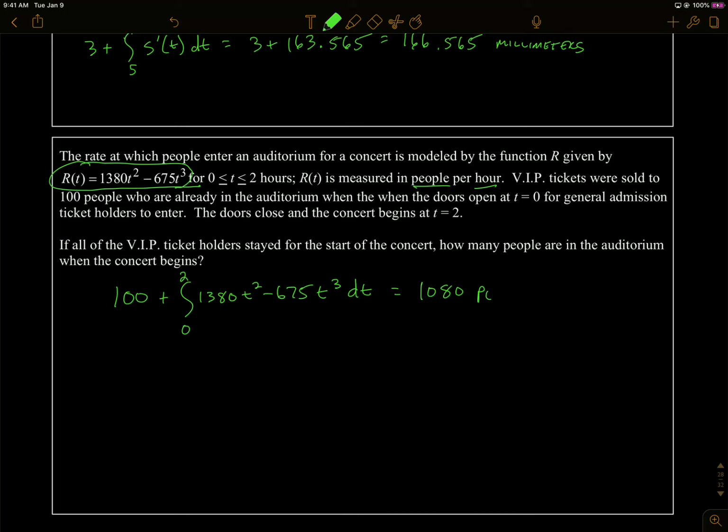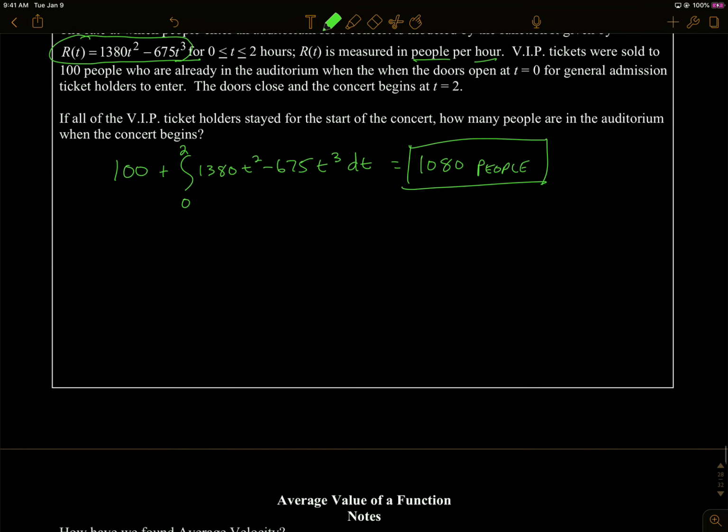Remember now, oh, pencil just died. Remember that we integrated a rate, so now we just have people. We don't have people per hour. So we get rid of the per hour part. So that's 1,080 people. And that's it.